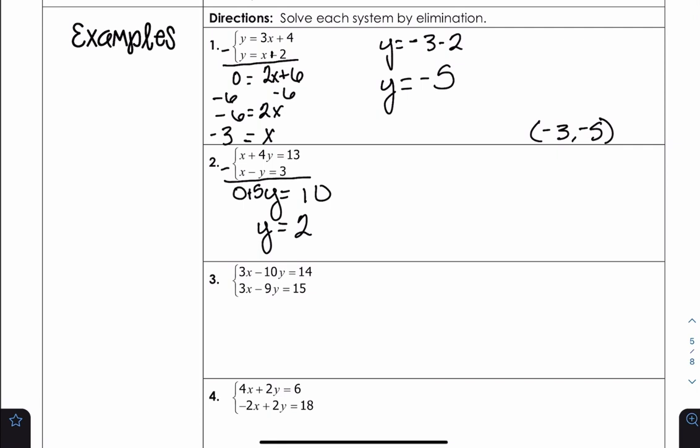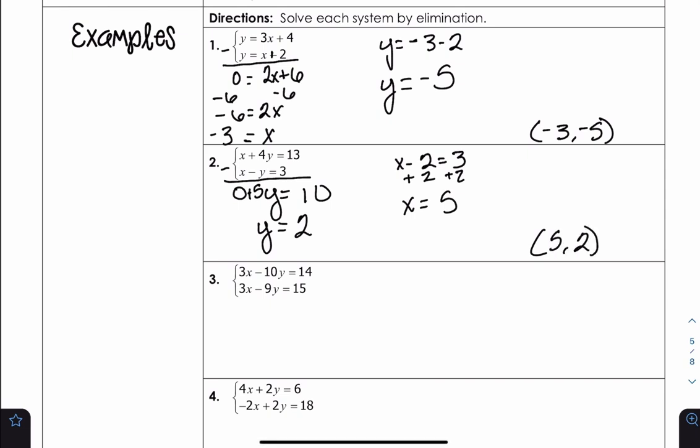Since we now know that our y variable is equal to 2, we can plug this back into our original equation and do x minus 2 equals 3. So adding 2 to both sides shows us that x equals 5. So our final answer is going to be 5, 2.